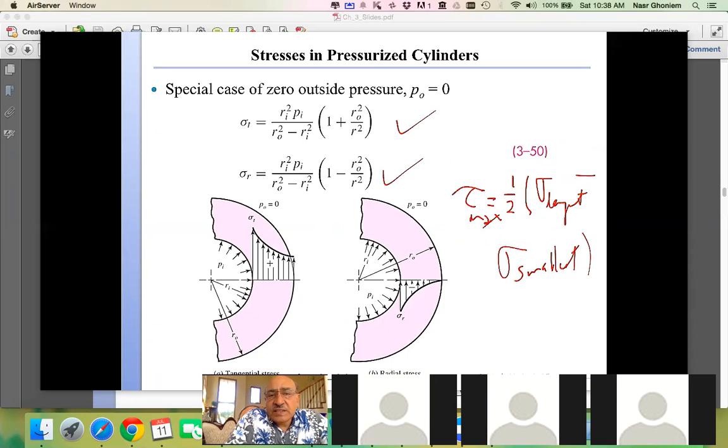It turned out that in pressurized cylinders the highest is the tangential and the lowest is the radial. So if I take the difference between these two and divide by 2, that gives me the maximum shear, and therefore I can use that to determine the possibility of failure of a pressure vessel due to shear stress. There are other types of stresses, and I think we will deal with that next time.